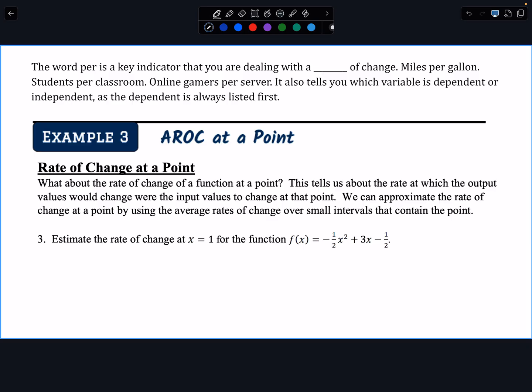All right. So in our class, the word per is a key indicator that you're dealing with a rate of change. Miles per gallon, students per classroom, online gamers per server. This also tells you which variable is dependent or independent because, highlight this, the dependent variable is always listed first. That's the y values.